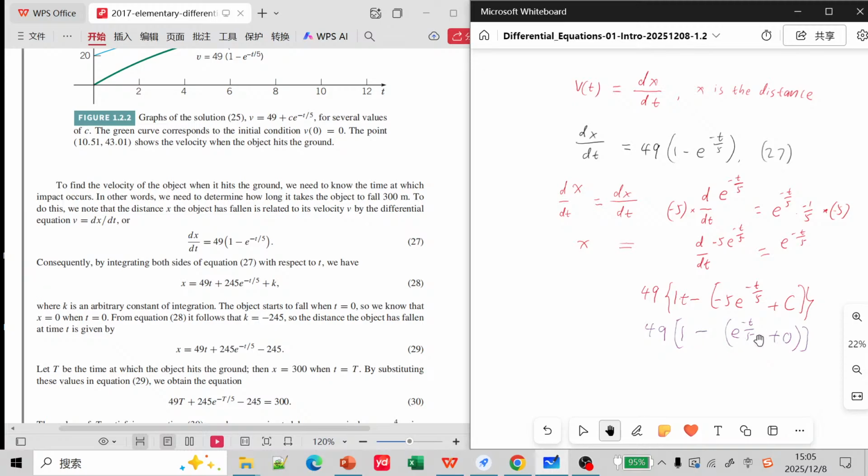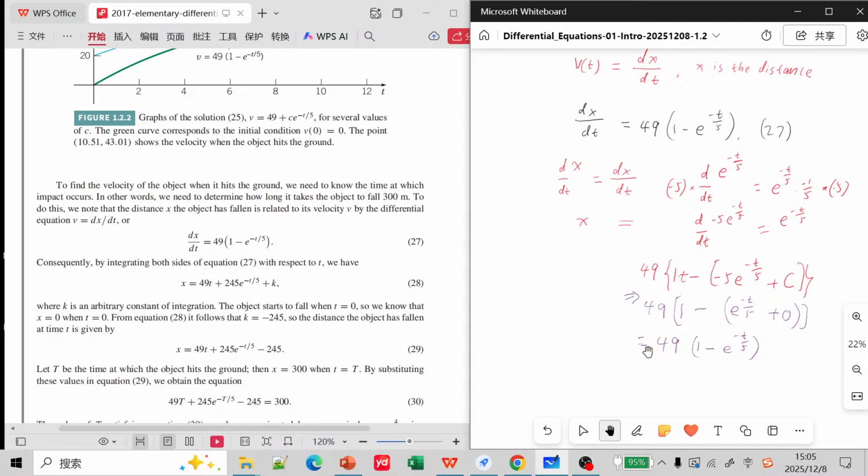So now we can see that, just continue to simplify this term. It's also equal to 49 times (1 minus e to the minus t over 5), and it is exactly equal to this term. So this thing is the antiderivative of this thing.